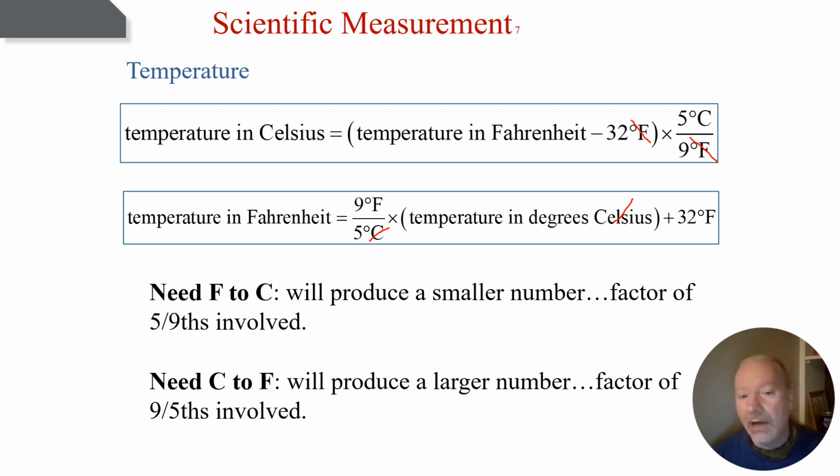We're going to get a higher number than we started with in Celsius using the bottom equation. We're going to get a lower number when we start in Fahrenheit and convert to Celsius. So Fahrenheit to Celsius will produce a smaller number, a factor of 5/9. And Celsius to Fahrenheit will produce a larger number, a factor of 9/5 involved.